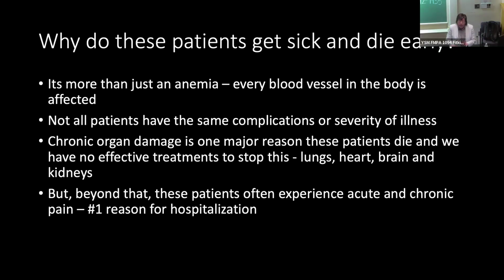But chronic organ damage, and the organs I'm talking about are the lungs, the heart, and then those other two things, the brain and the kidneys, that really is the reason our patients are dying. And we don't have any effective specific treatments for this. But most people who know something about sickle cell disease know that chronic pain, both acute pain and acute vaso-occlusive crises, is the primary reason that our patients are getting hospitalized.